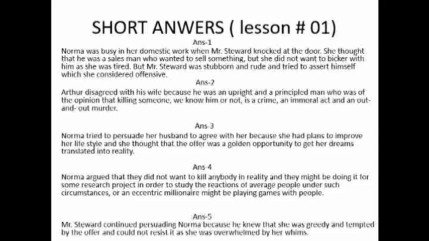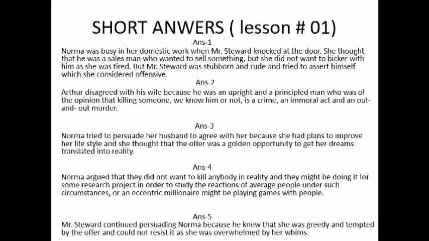Question number 2 is, why did not Arthur agree with his wife? Well, the answer is, Arthur disagreed with his wife because he was an upright and a principled man who was of the opinion that killing someone, we know him or not, is a crime, an immoral act, and an out-and-out murder.